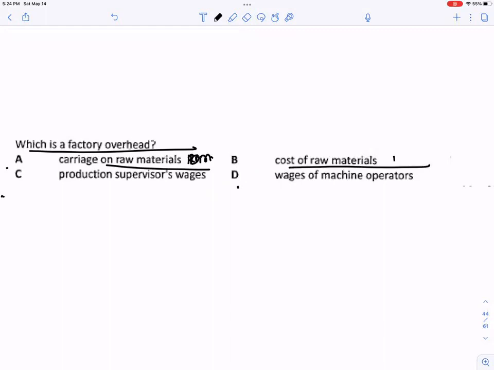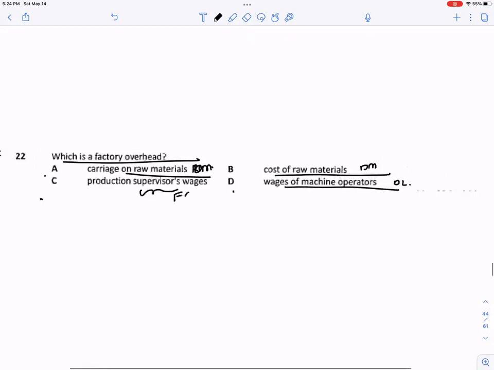This will be direct material. This would be direct labor. Any supervisor you're paying. Okay? C. It's factory overheads. Correct. It's C.